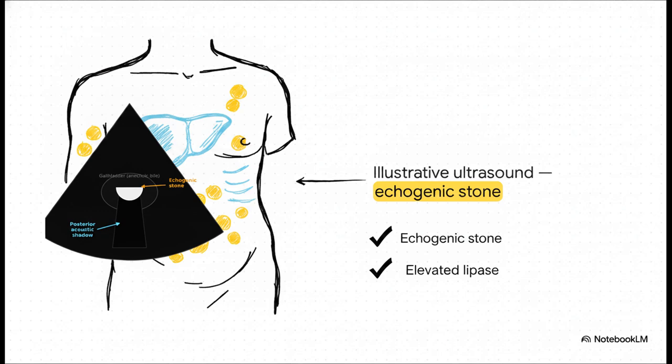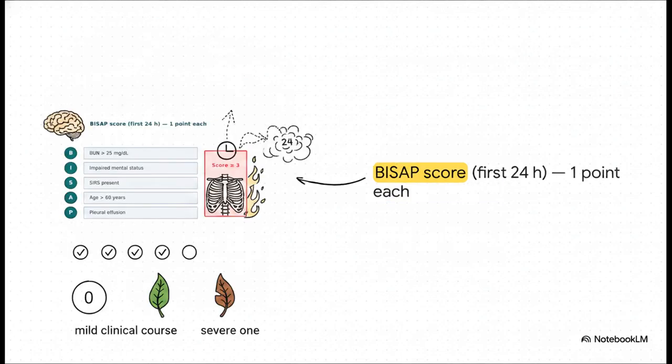We don't technically need imaging to make the diagnosis itself, but we definitely need it to confirm the cause. So we ordered a right upper quadrant ultrasound to hunt for gallstones. And sure enough, there's a bright echogenic stone sitting right there in the gallbladder, casting a very prominent posterior acoustic shadow behind it that entirely cements our biliary etiology.